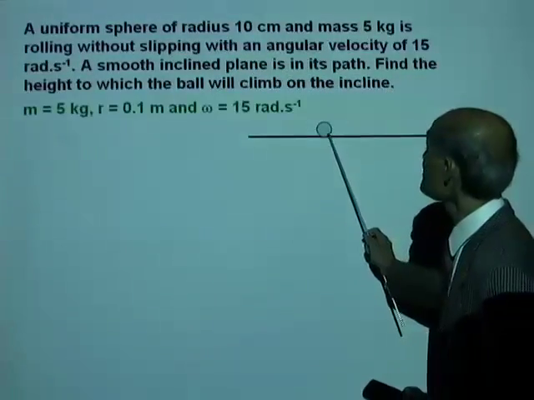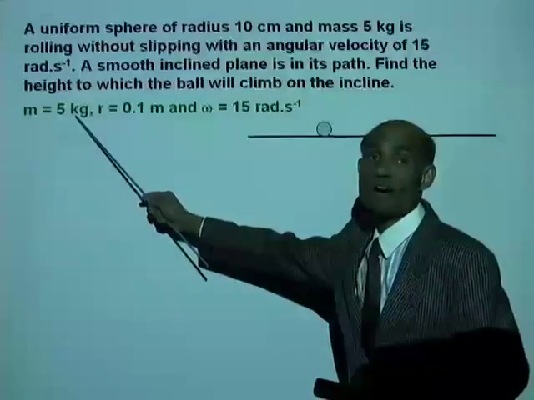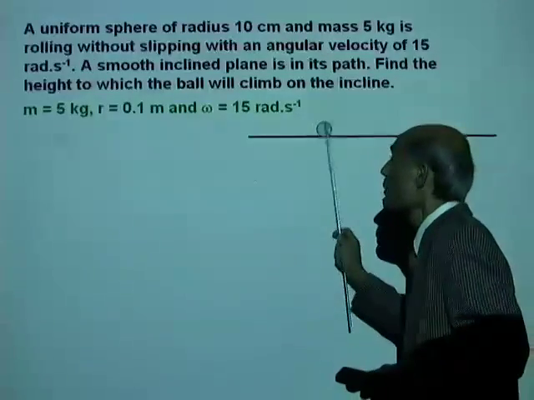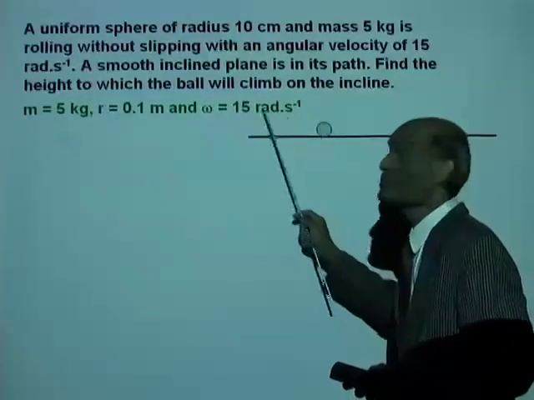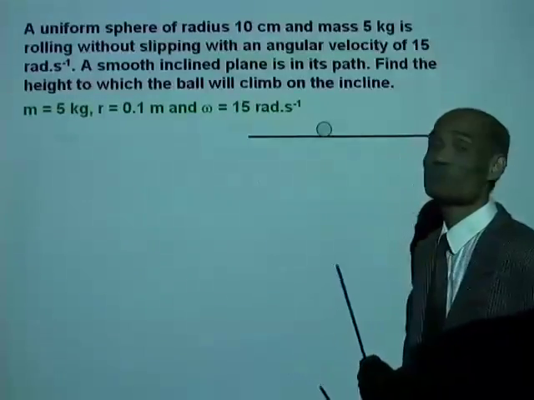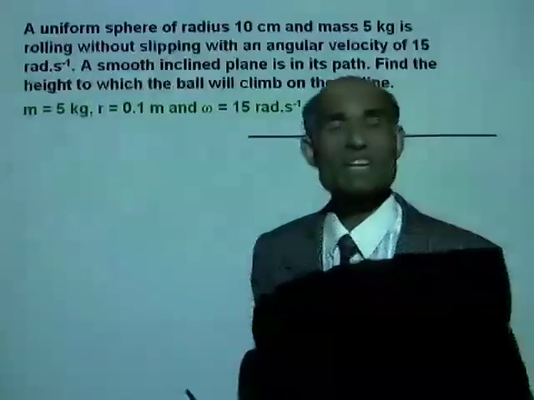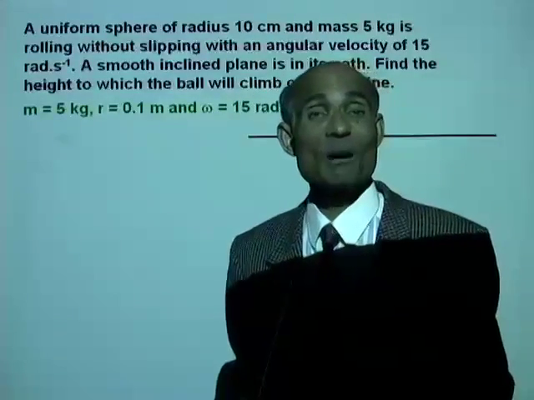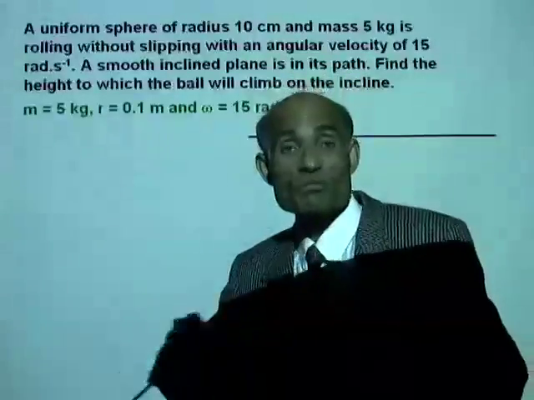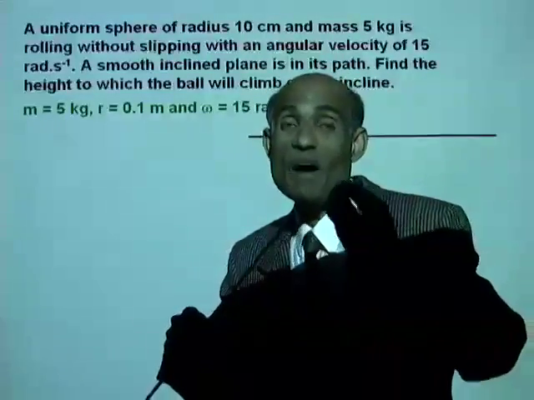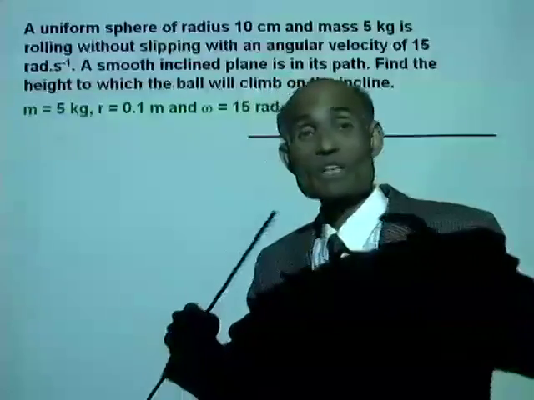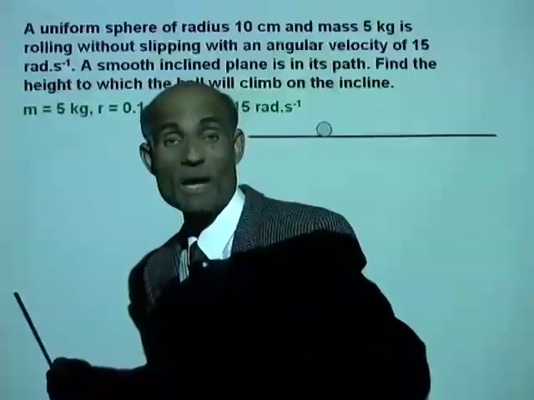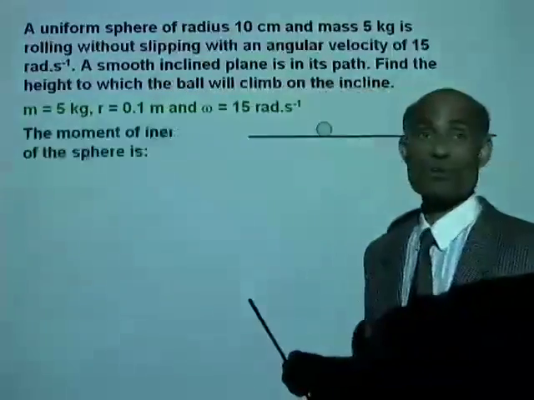Alright, so here is our sphere, which has a mass of 5 kilograms, a radius of 0.1 meter, and it is rolling with an angular velocity of 15 radian per second. What is the kinetic energy of a rolling object? The kinetic energy of a rolling object is the kinetic energy of rotation, which is 1/2 I omega squared, plus the kinetic energy of the linear motion of the center of mass, 1/2 m v center of mass squared.